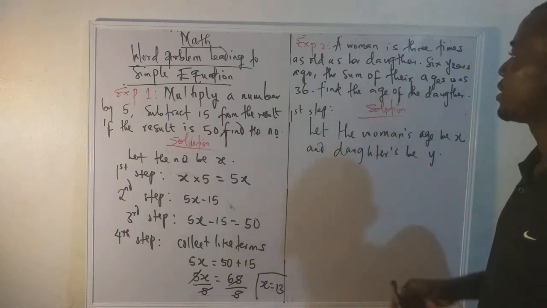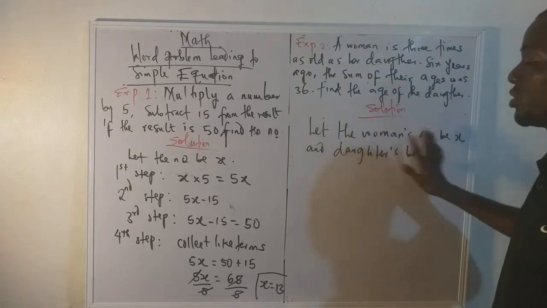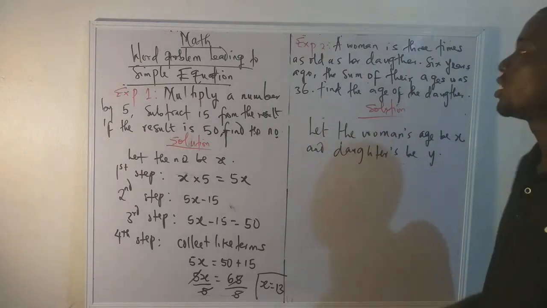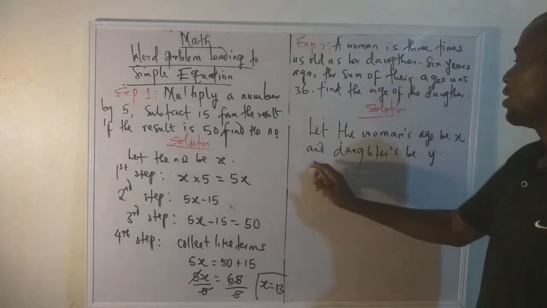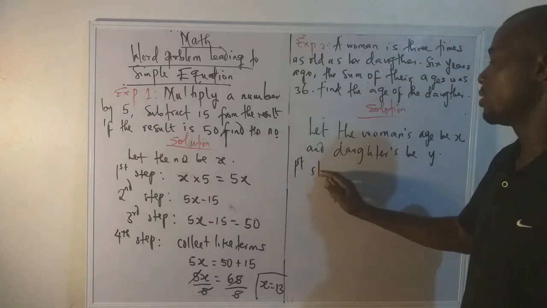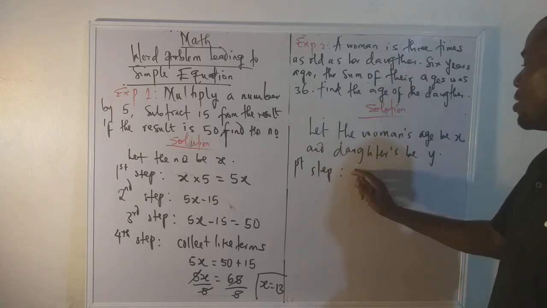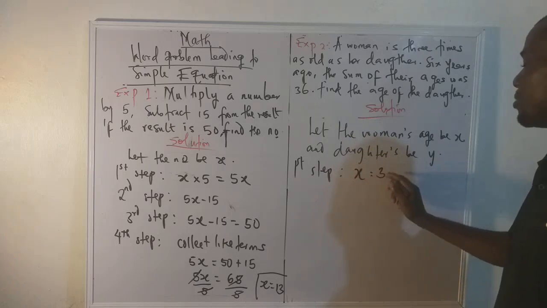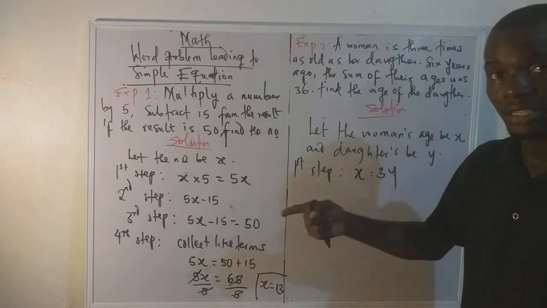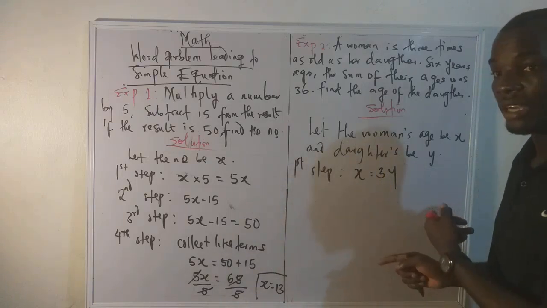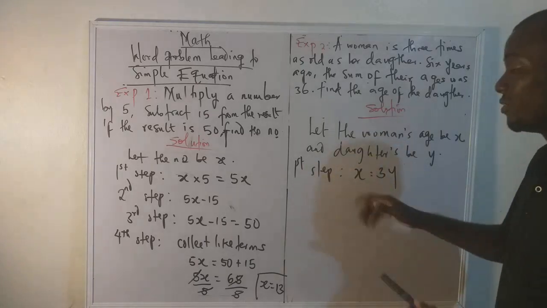Since you've denoted each of these, we don't even need to write first step here. It's a general thing we should begin with. Now, the woman is 3 times as old as her daughter implies that our first step now, woman is X, she's 3 times as old. Remember, 3 times means 3 times the age of the daughter. So we have 3y.